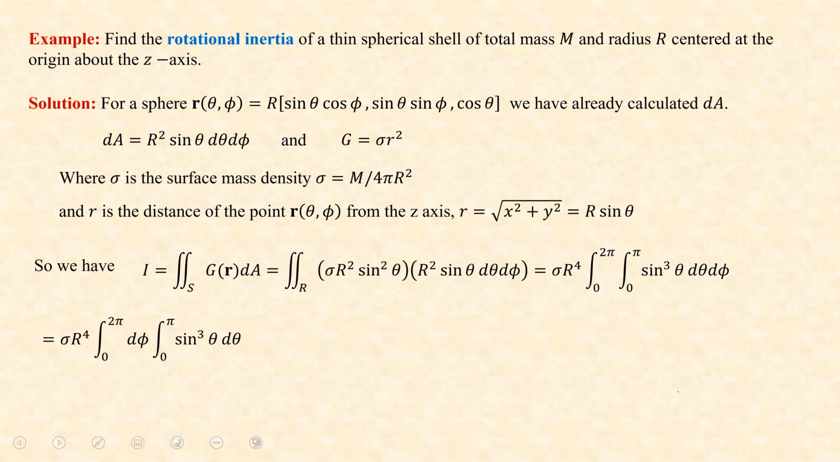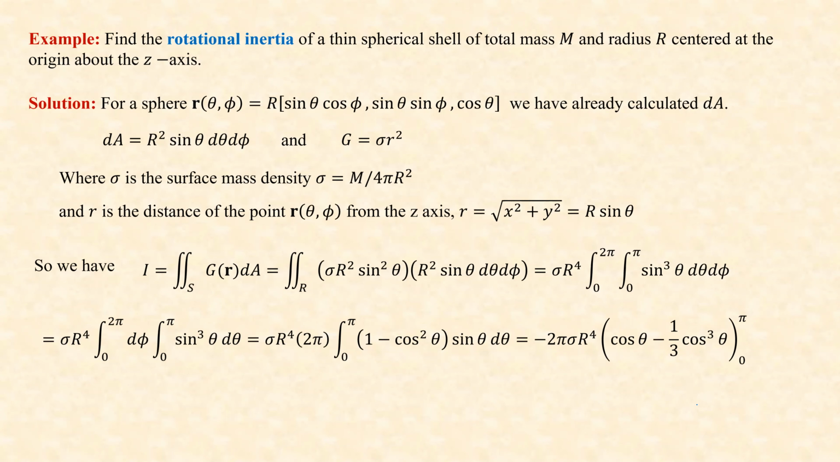We separate the two integrals, integrals over phi and theta. So the integral over phi is simple. It becomes 2 pi. But for sine cubed, you can write sine times sine squared. Sine squared can be written as 1 minus cosine squared. And then if you take cosine theta as u, then sine theta d theta becomes negative du.